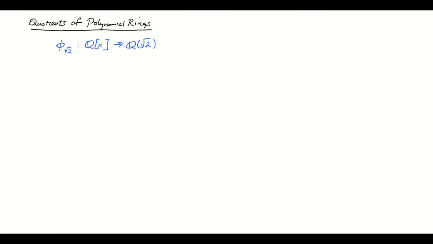In this video, we're going to examine in more detail this evaluation map phi sub square root of 2 from Q bracket x to Q adjoin the square root of 2. So once again, Q adjoin square root of 2 is the set of all numbers of the form a plus b root 2, where a and b are rational numbers. And once again, I claim that Q adjoin root 2 is a field. I'm not going to prove that right now, just take my word for it.